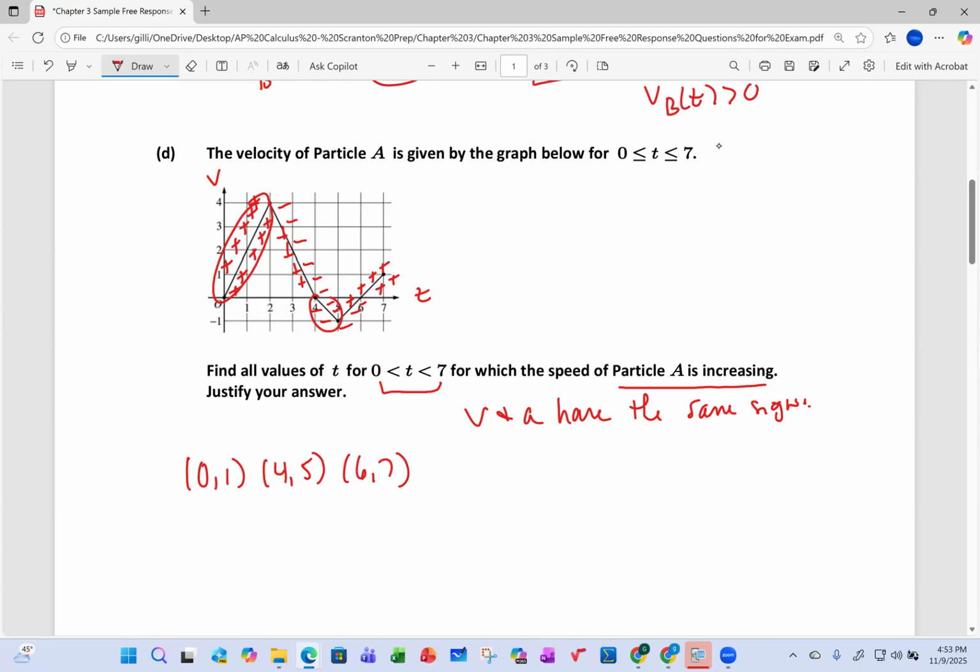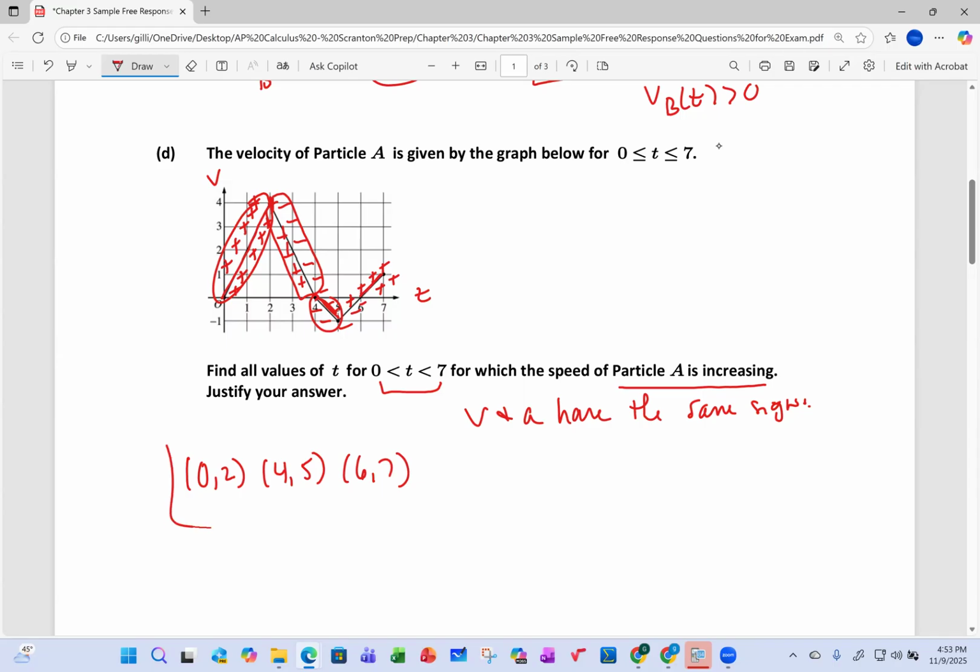When am I slowing down would be when velocity and acceleration have opposing signs. So that right there would be from, oh, I stand corrected here, guys. I didn't see that too well. 0 to 2. Sorry about that. So that's 0 to 2. So from 0 to 2, velocity and acceleration have the same sign, as well as from 4 to 5, and as well as from 6 to 7.